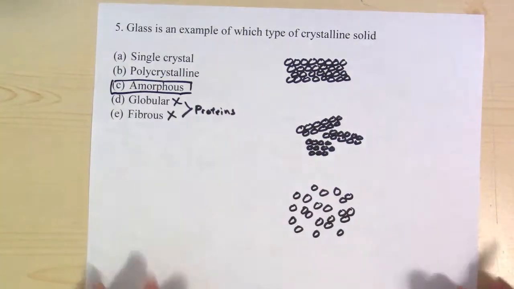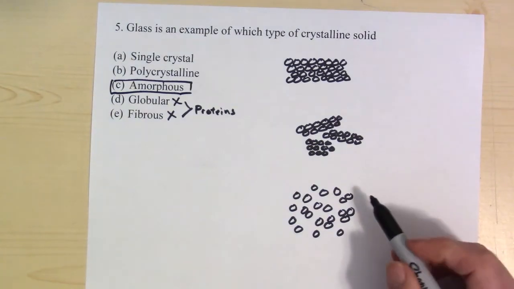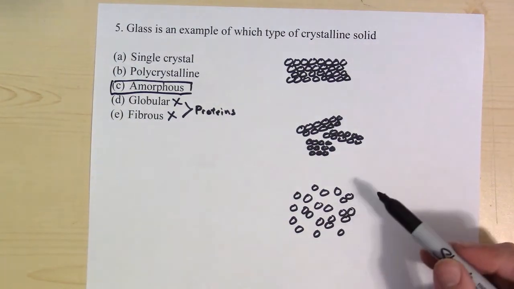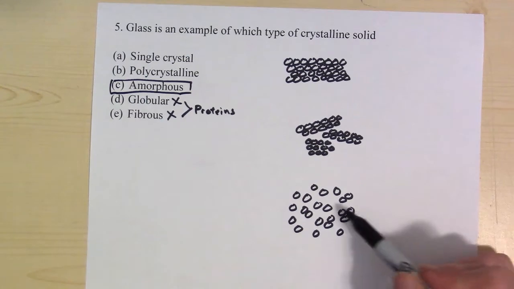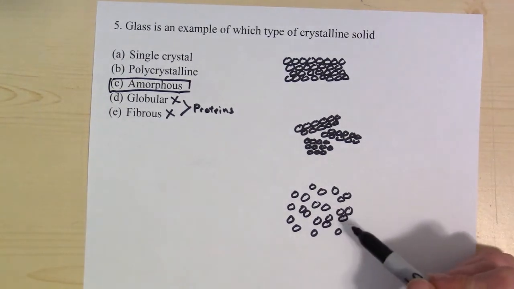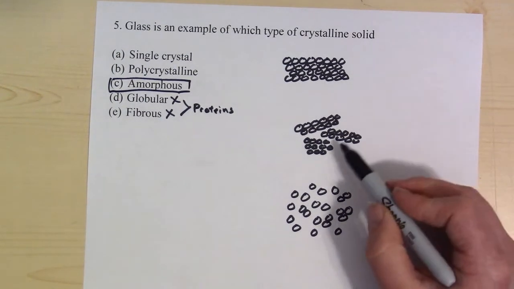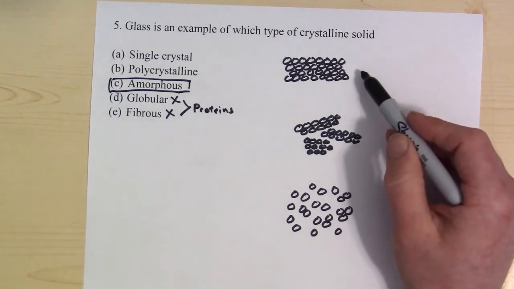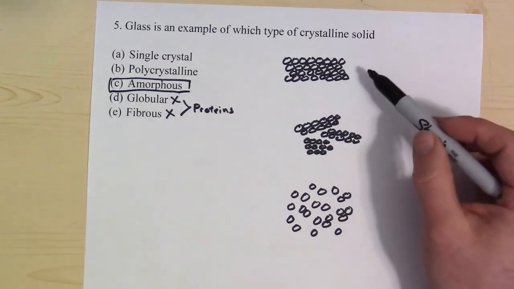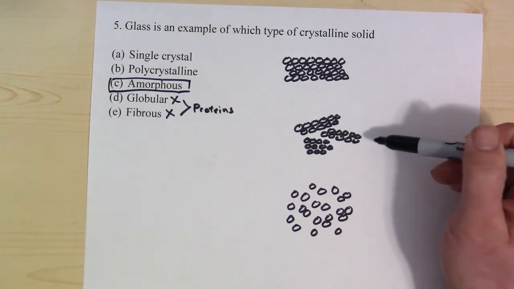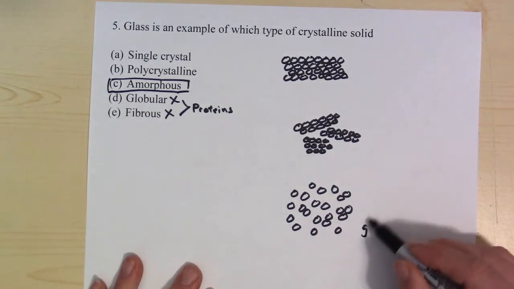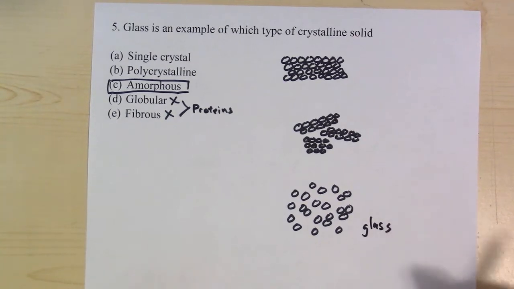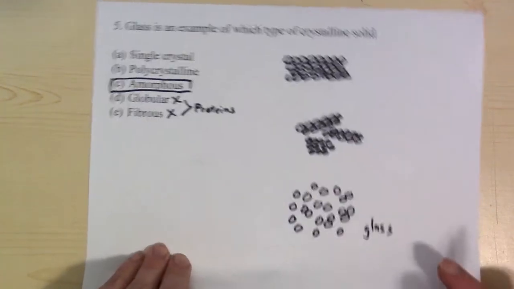amorphous crystalline solid. The silicon dioxide atoms and molecules within the glass are going to be distributed randomly with no either groupings of crystals or long-range regular structure like we would see in the single crystal or the polycrystalline materials. So glass is going to be an amorphous crystalline solid.